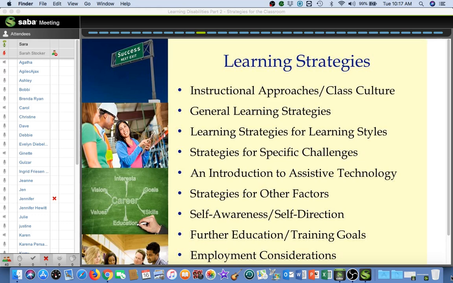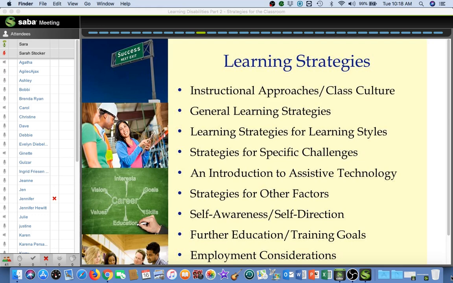But the sections include instructional approaches and class culture, general learning strategies for learning styles, strategies for specific challenges, an introduction to assistive technology, strategies for other factors, self-awareness, self-direction, further education and training goals, and employment considerations. So I am going to take you through the sections and pick out a few from each to really highlight, although it really is just the tip of the iceberg when it comes to what's actually in that document. So I invite you to use the text chat or put up your hand to add a comment as we go through some examples.